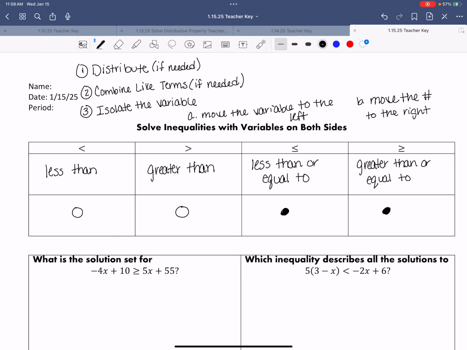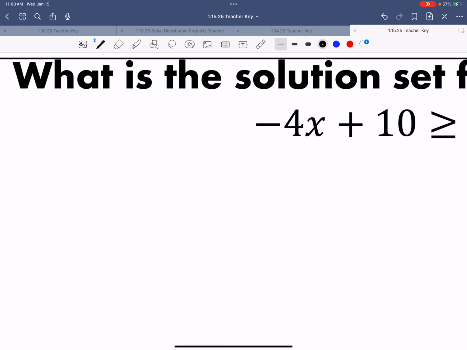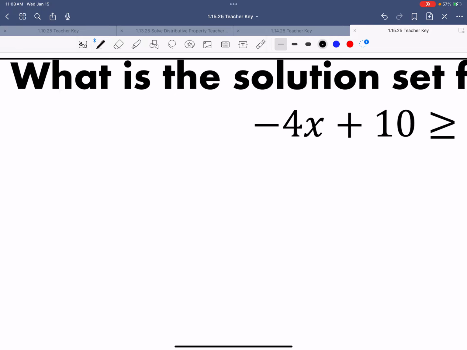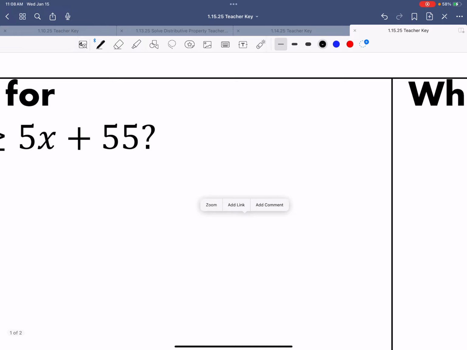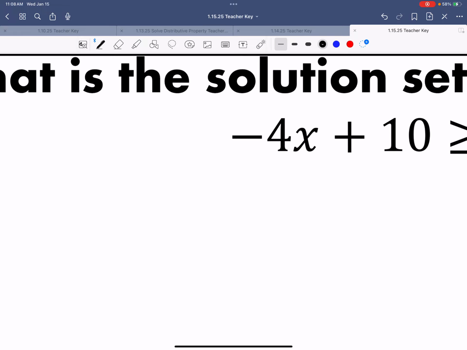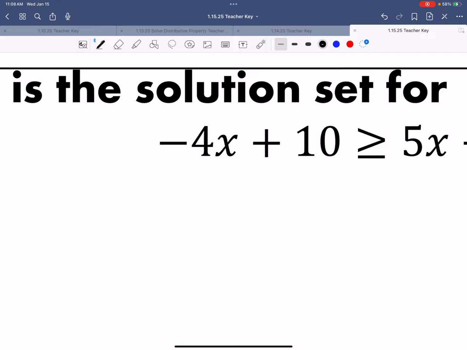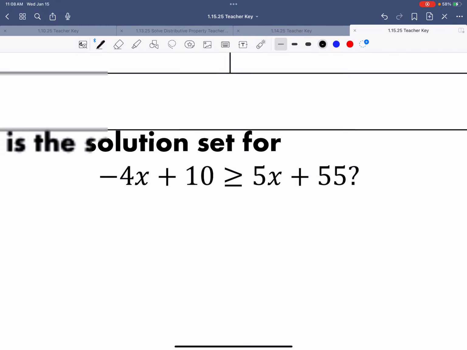So step 1 is distribute if needed. So if you know you need to distribute when there's a number in front of parentheses. I have no number in front of the parentheses here, and I have no number in front of the parentheses here. So I'm going to go straight to step 2. Combine like terms. I can't combine these two because one has a variable, one doesn't. I can't combine these two because one has a variable and one doesn't. So then step 3 is going to be isolate the variable.